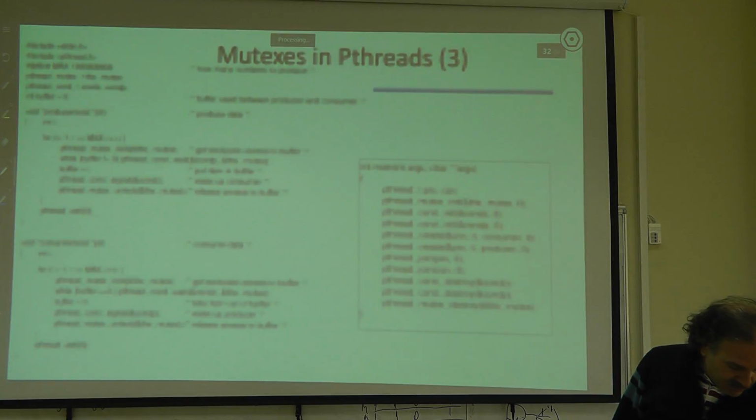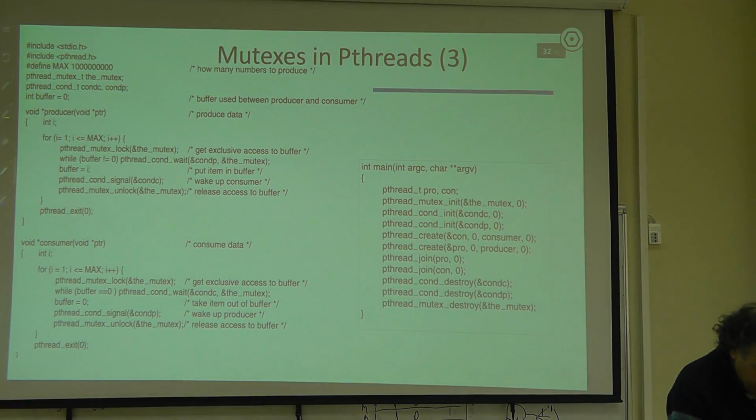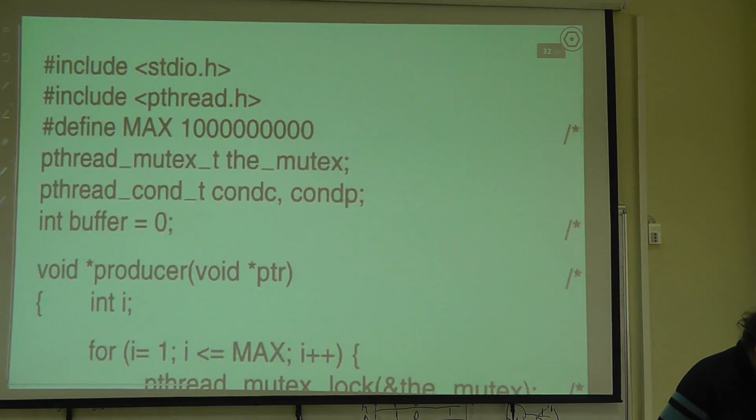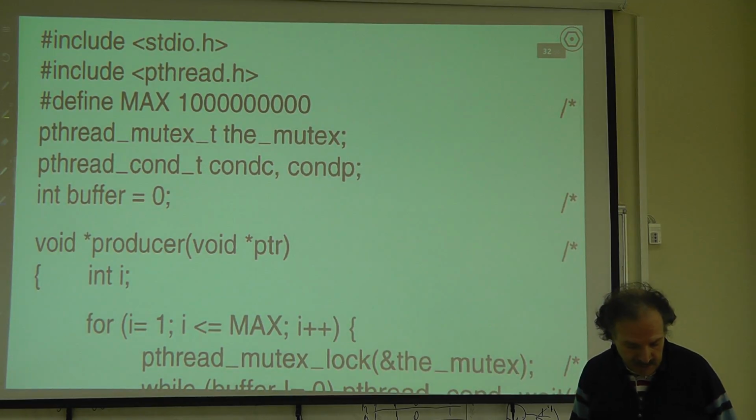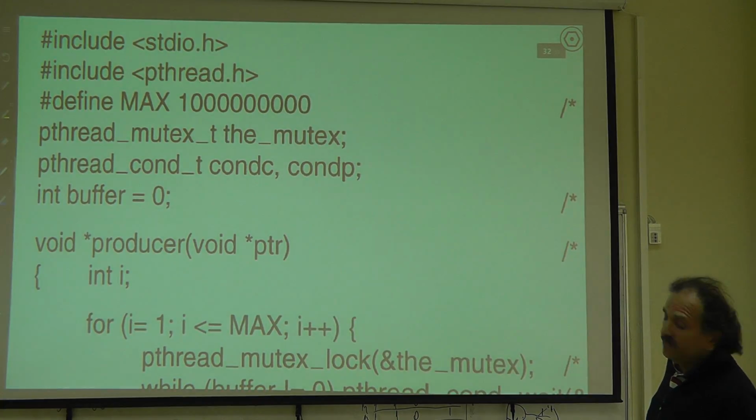Let's look at an example actually. Producer-consumer problem here. I have the producer-consumer problem. I have this many iterations.